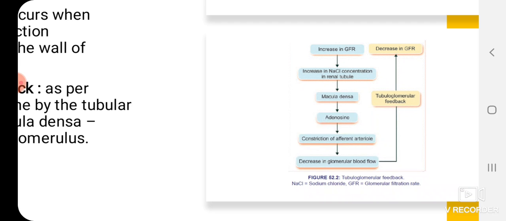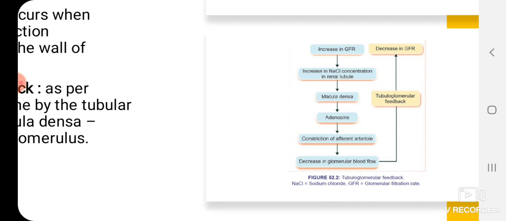What happens if the concentration in the renal tubule of sodium ions, chloride ions and water is increased? The macula densa inhibits the release of nitric oxide. Nitric oxide is a vasodilator in nature. Here they also write adenosine. So adenosine and nitric oxide, the main one is nitric oxide. So the release of this is decreased, inhibited.